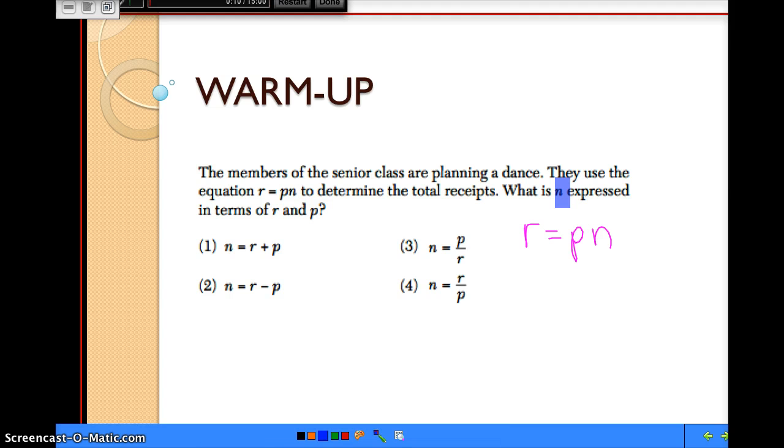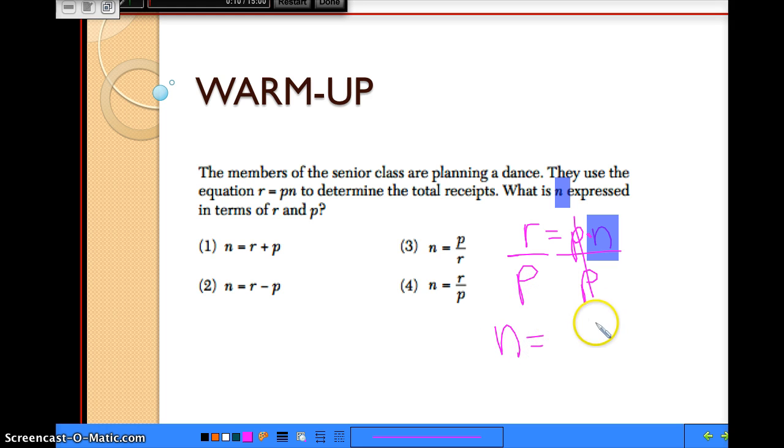So really what we're doing is we're solving for N. We're getting N by itself. The inverse of multiplying by P would be to divide by P. If you do it to one term, you have to do it to all terms. I'm going to put my N on the left side. So N is equal to R divided by P. So the answer is choice 4.